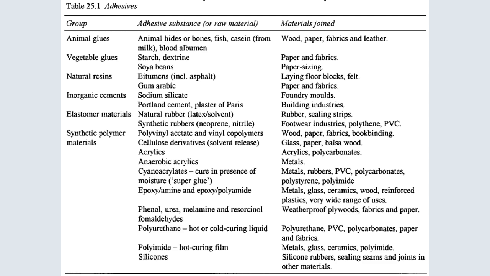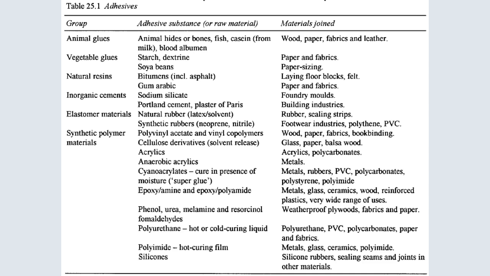We have other substances obtained from vegetable glue. From vegetable glues, we get starch, dextrin, and soya beans. They can join paper and fabric. Then we have natural resins, like bitumen and gum arabic. They can be used for laying floor blocks, like tiles, and for felt, paper, and fabric.